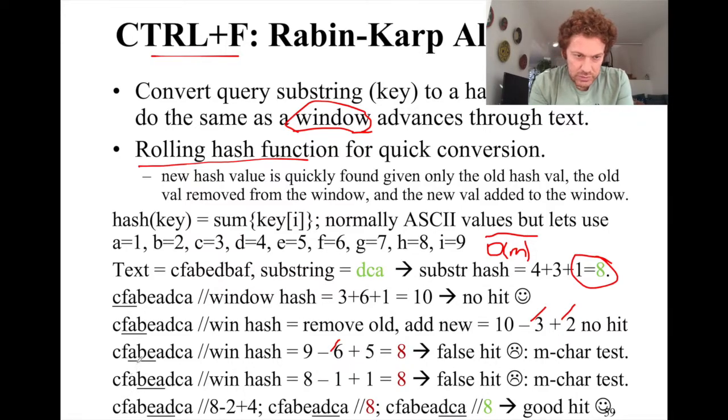Then I slide it to BEA, get this old value 8, remove A minus 1, add new A plus 1. Still a false hit, 8, 8. Again, I trigger it. Then EED, it goes to a hash value of 10. Then it goes to a hash value of 8, another false hit. Then finally it goes to a hash value of 8, and then finally it is the real deal. So this test will make sense now.